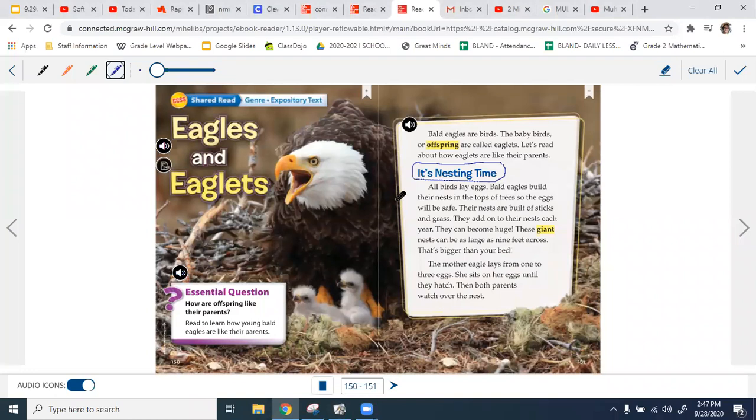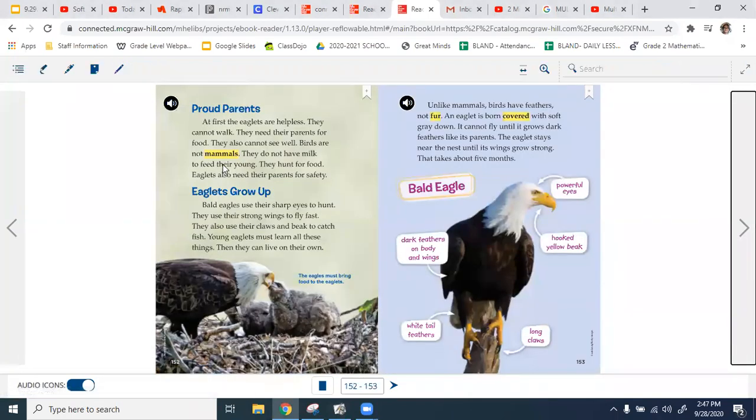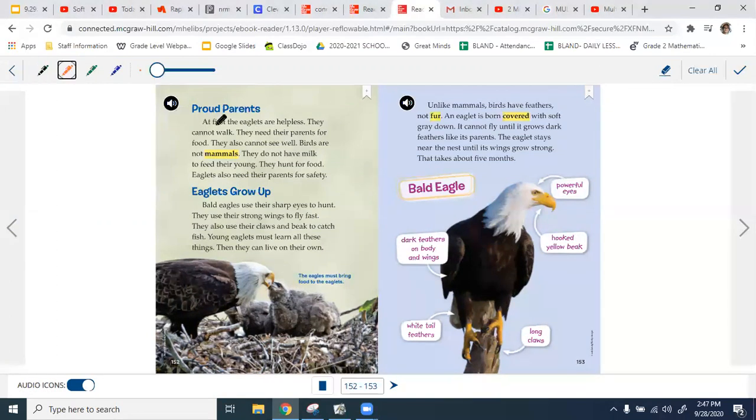Number two, why are the eaglets helpless? So we need to read. When we're doing text evidence, it's always good to find a keyword. So in the question, the keyword was helpless. I have found the word helpless. Well, there we go. I found the word helpless. So it says, why are the eaglets helpless? At first, the eaglets are helpless.